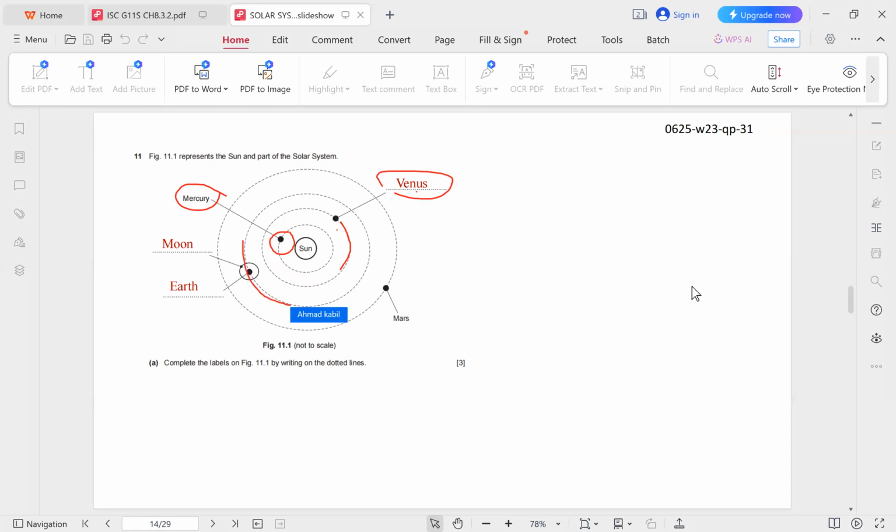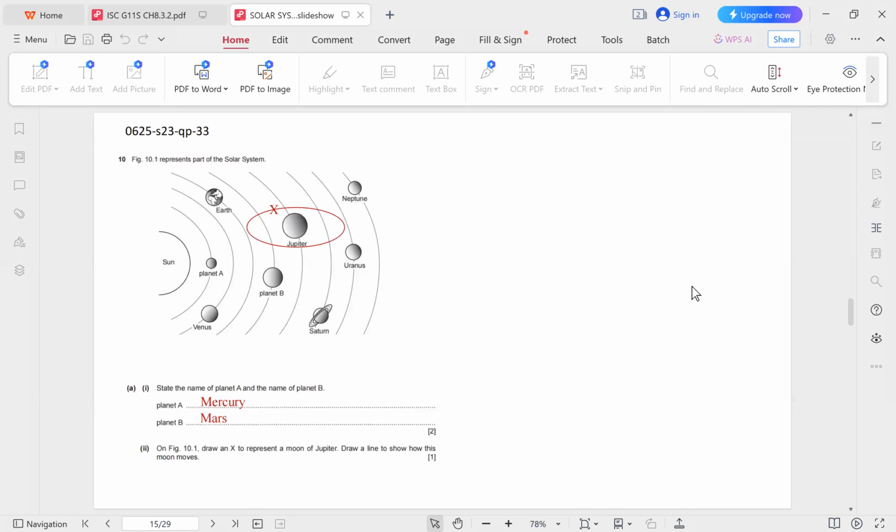So Earth is the ball inside. So this is Earth here. And then around the Earth, we have a moon that is rotating around the Earth, which is why we see the moon, of course, at night. These are all very simple questions.